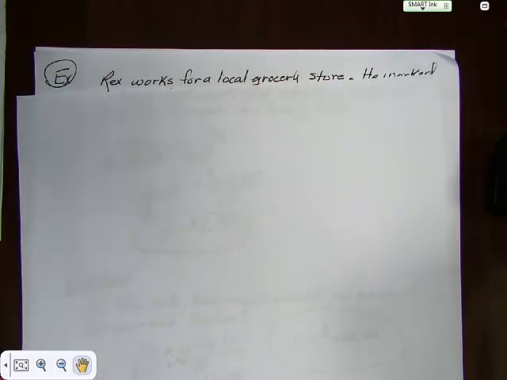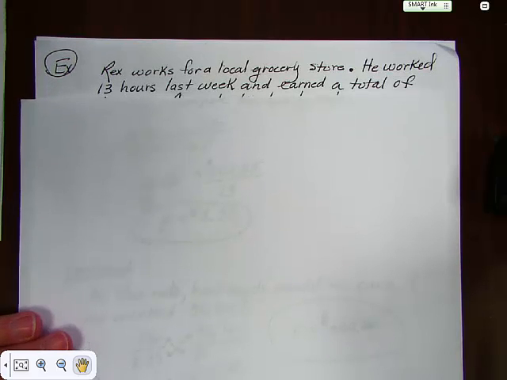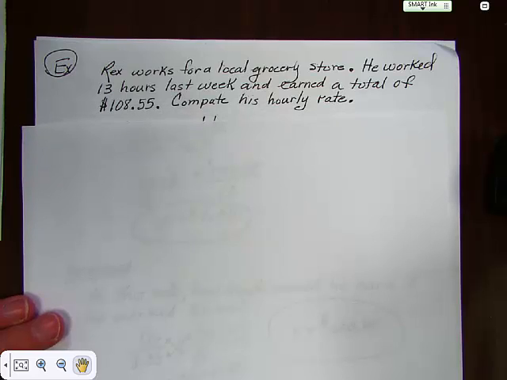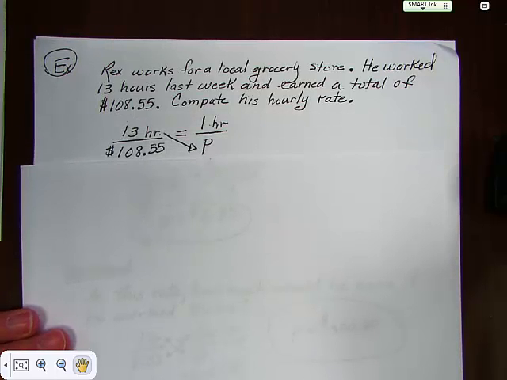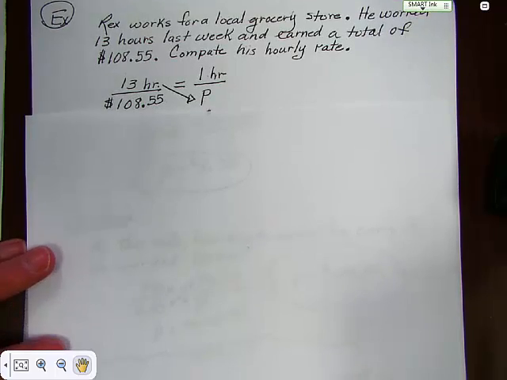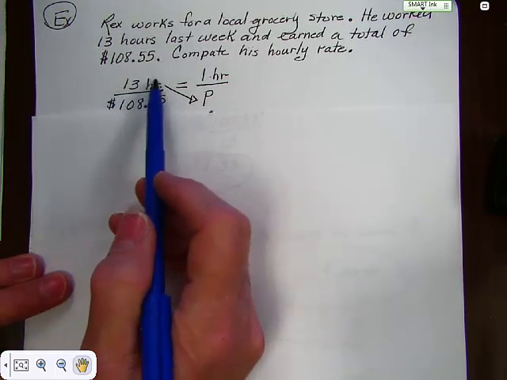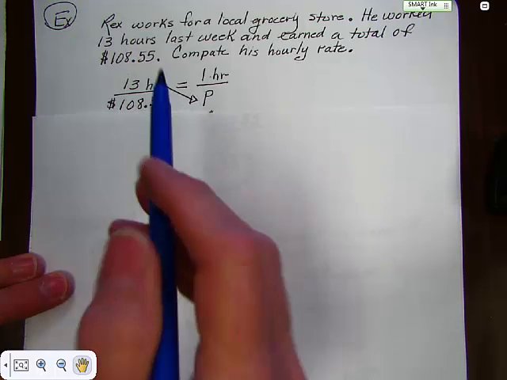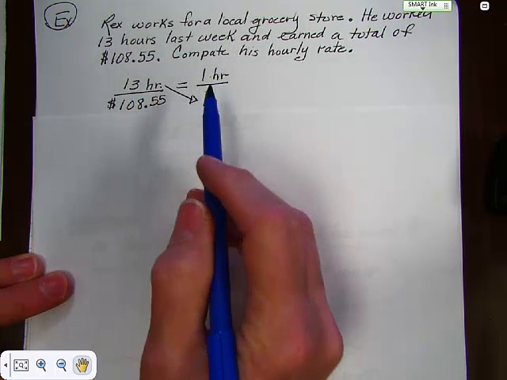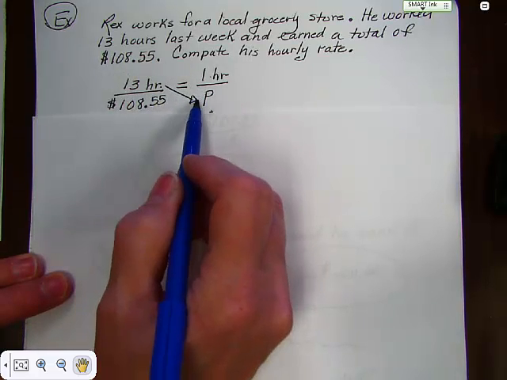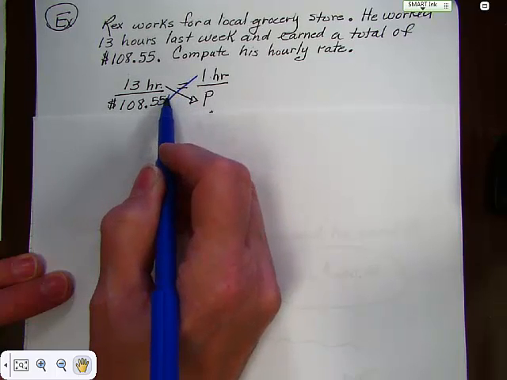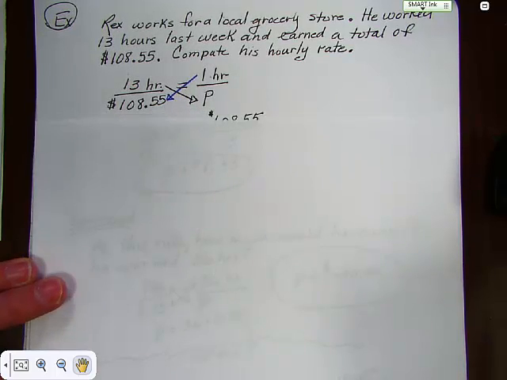Rex works for a local grocery store. He worked 13 hours last week and earned a total of $108.55. Compute his hourly rate. Okay, this is set up just like the others that we were looking at. If he works 13 hours, he gets $108.55. If he works 1 hour, he gets what? Okay, so you're going to take 13 times p equals 1 times 108.55.